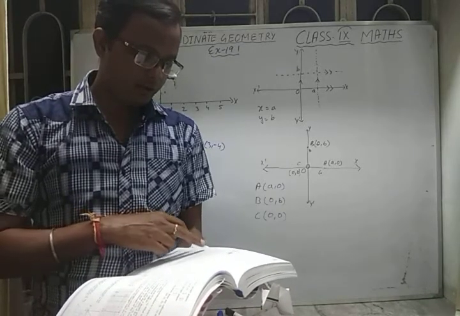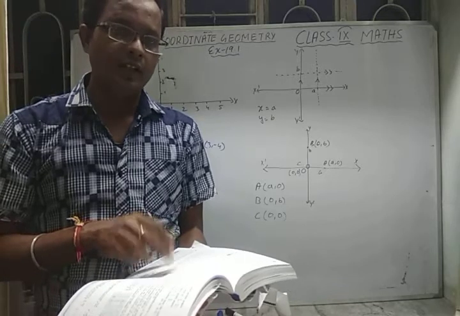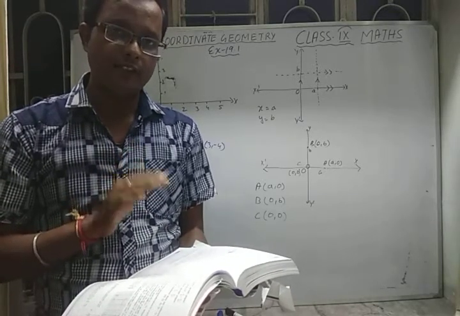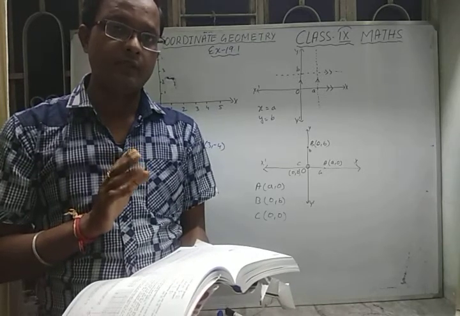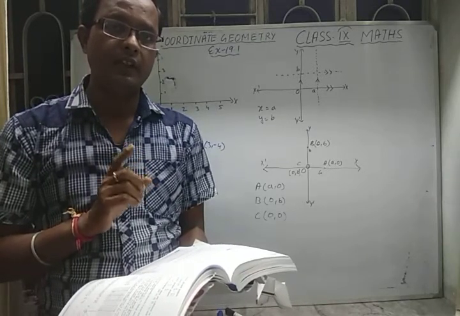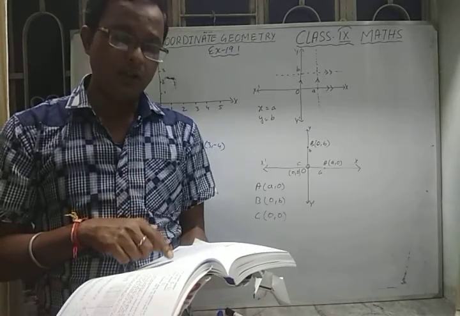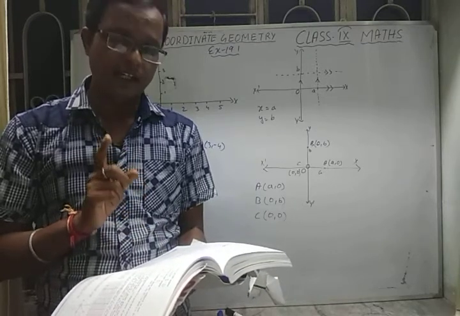Similarly, question number 3: which of the points lie on the x-axis or y-axis? That means you have to say whether the point will lie on the x-axis or the y-axis. Whenever a point lies on the x-axis, the coordinate of y will be 0, that means the ordinate is 0. And when a point lies on the y-axis, the abscissa is 0, meaning x is 0.